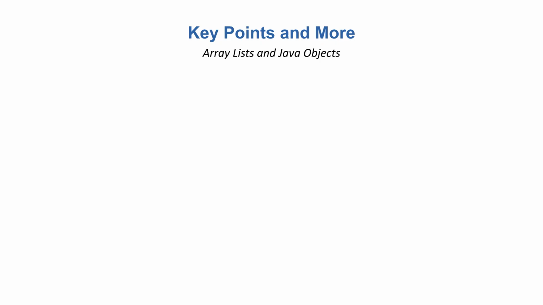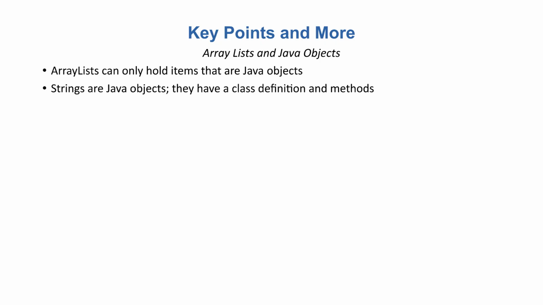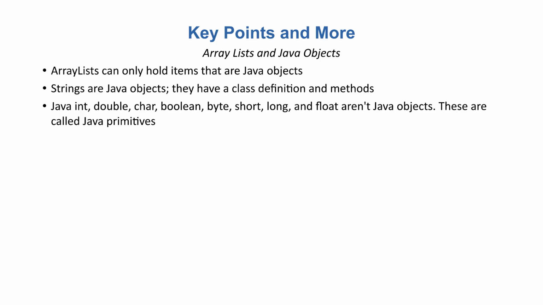Key points and more. Array lists and Java objects. Array lists can only hold items that are Java objects. In other words, the items must have class definitions and usually have methods. Strings are Java objects. They have a class definition and methods, so strings can be put into an array list. Java int, double, char, boolean, byte, short, long, and float are not Java objects. These types are called Java primitives. They can be put in arrays, but not in array lists.